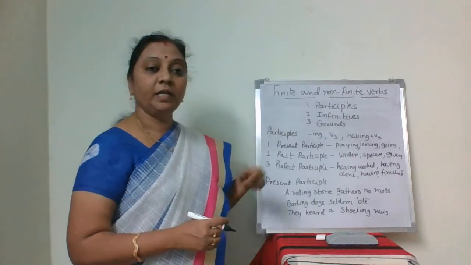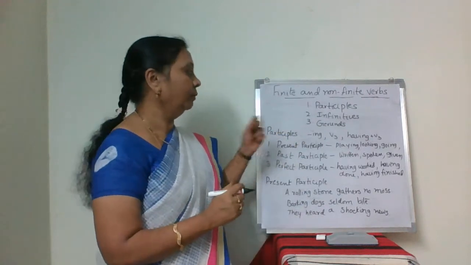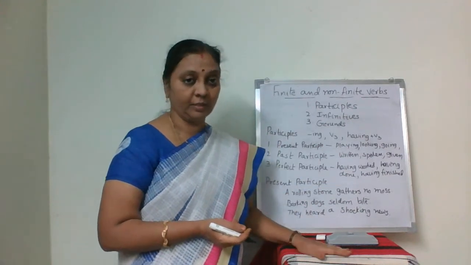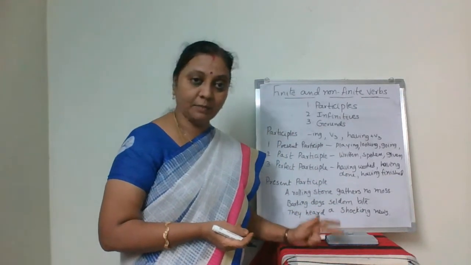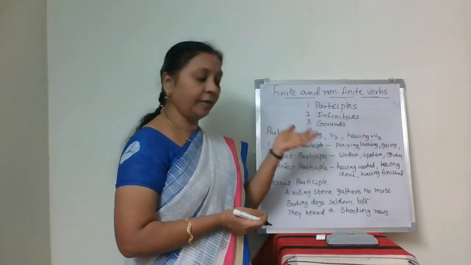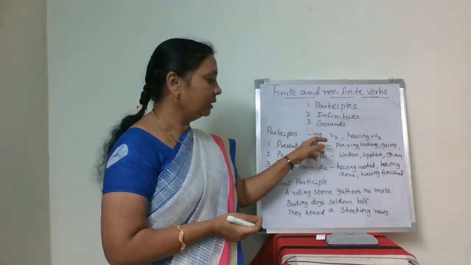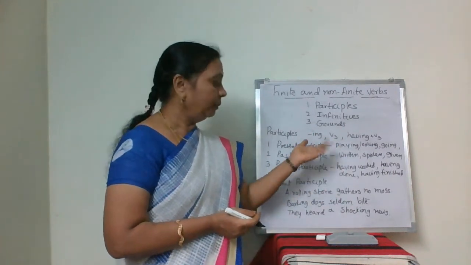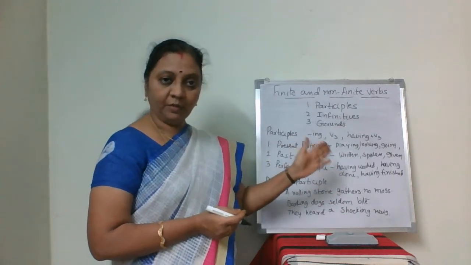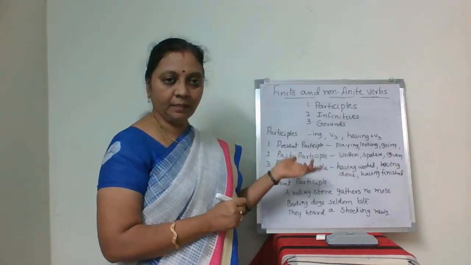So, non-finite verbs: participles, infinitives, and gerunds. First, we do participles. Again we have three types of participles: present participles, past participles, and perfect participles. For present participles, to the base verb we add the ing form. When we add the ing form it becomes a present participle, like playing, coming, going, looking, all these.